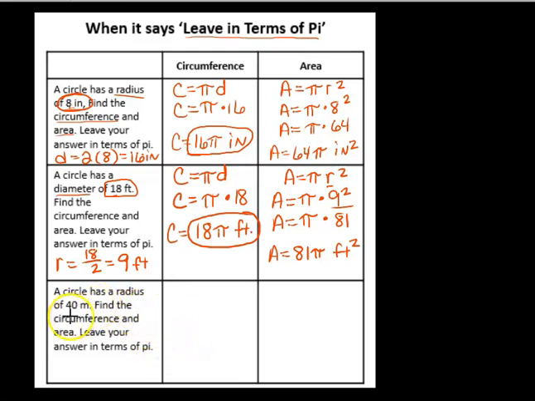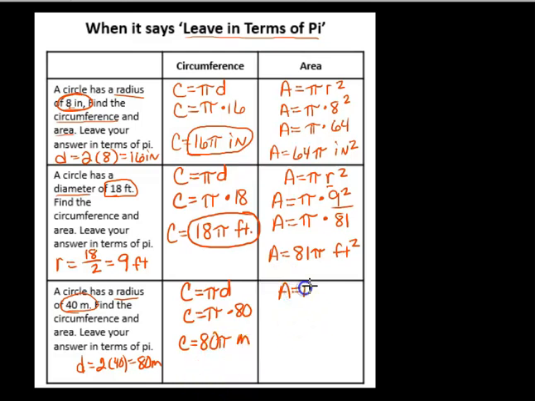The circle has a radius of 40 meters. So this is my radius. Find the circumference and area. And we're going to leave it in terms of pi. So if my radius is 40, my diameter is 2 times the radius, which is 80 meters. So circumference equals pi d. So pi times my diameter, which we said was 80. So circumference equals 80 pi meters.